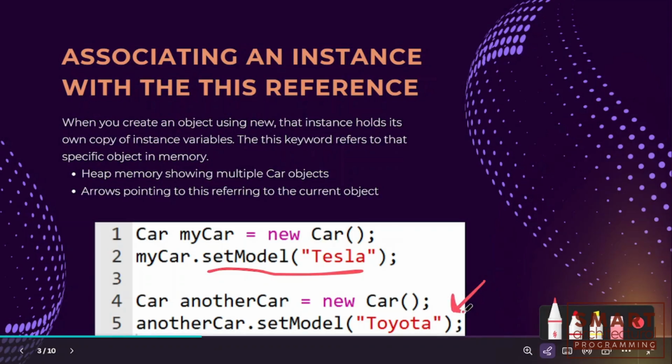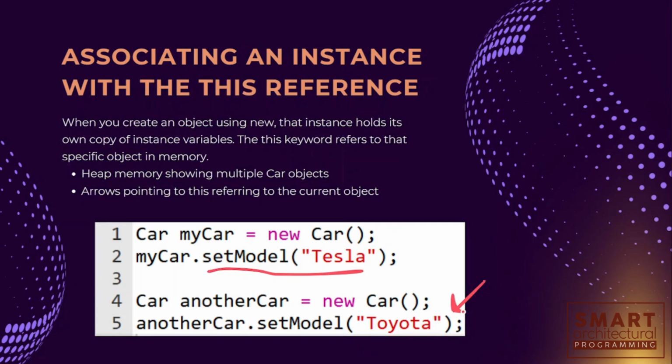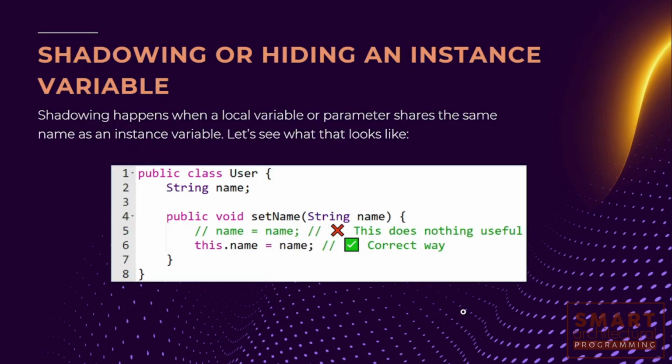With that understanding, let's look into shadowing, or hiding, an instance variable, which is a common thing that you need to understand when you're dealing with the this reference in objects and classes.